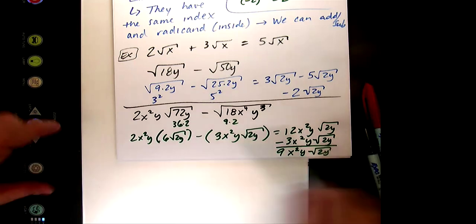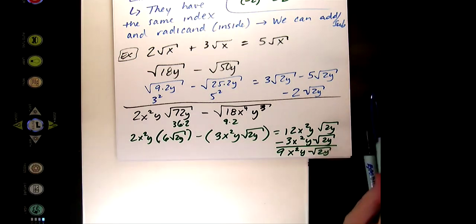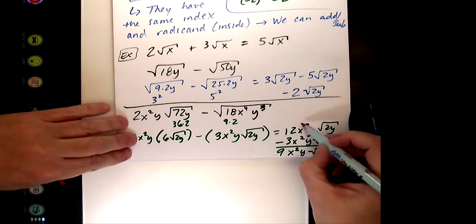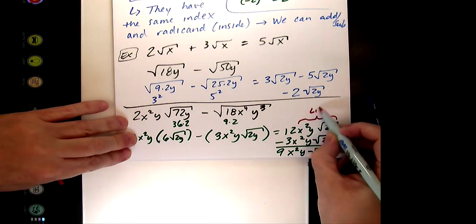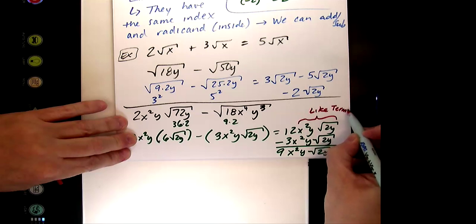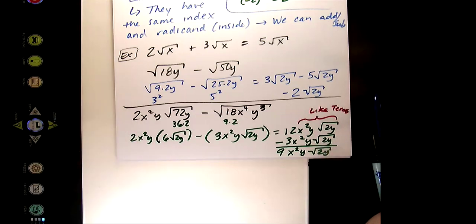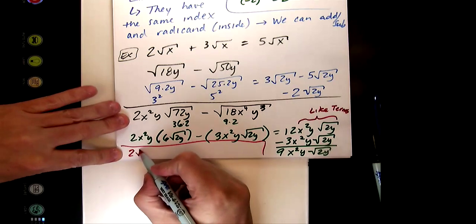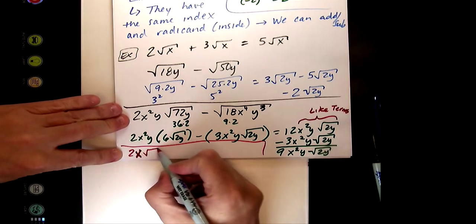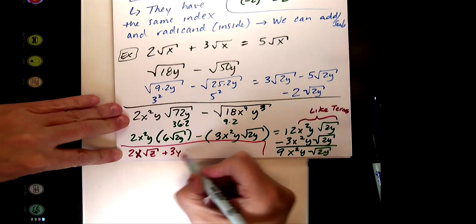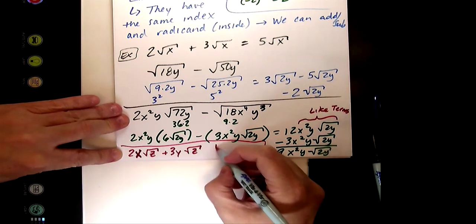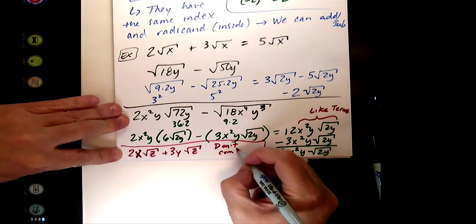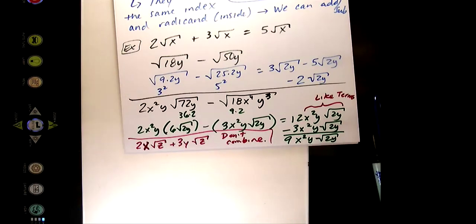Now, in this case, when we have other stuff beside the radical, these are like terms because of all the variables. For example, if I had 2x square root of z plus 3y square root of z, they don't combine. Even though they both have the square root of z, the x and y are different, so they're different terms.